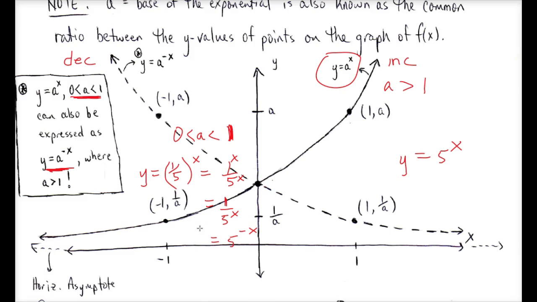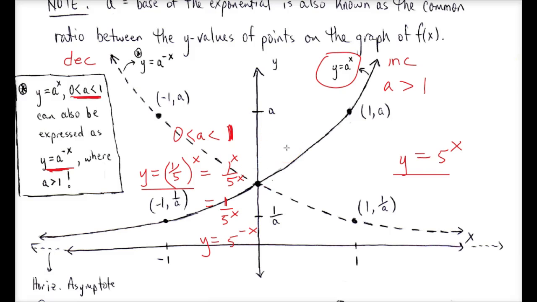Okay. So in general, when we look at an exponential function, whether we have it in this form or in this form, or even as y equals some base greater than 1 but raised to a negative exponent, we can get a general idea of what the graph looks like.